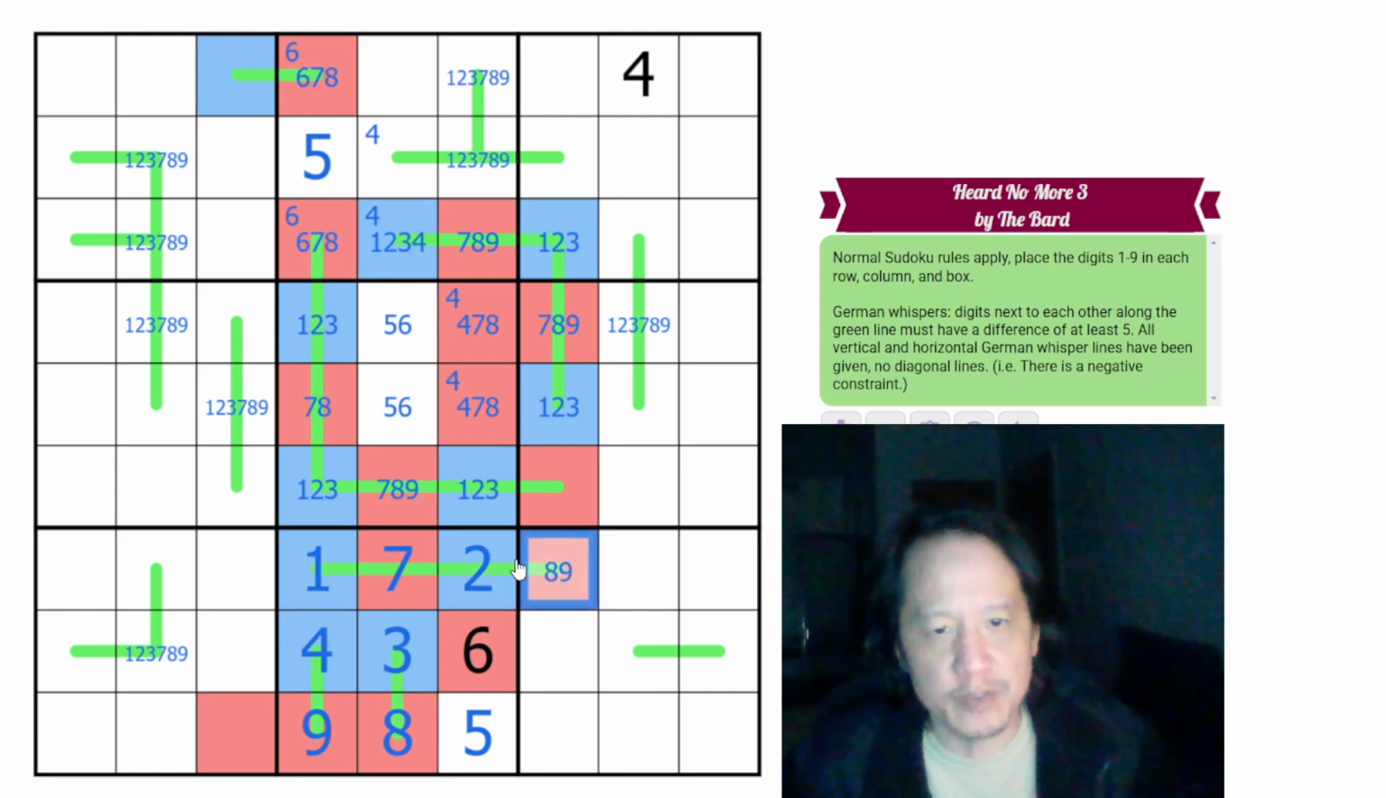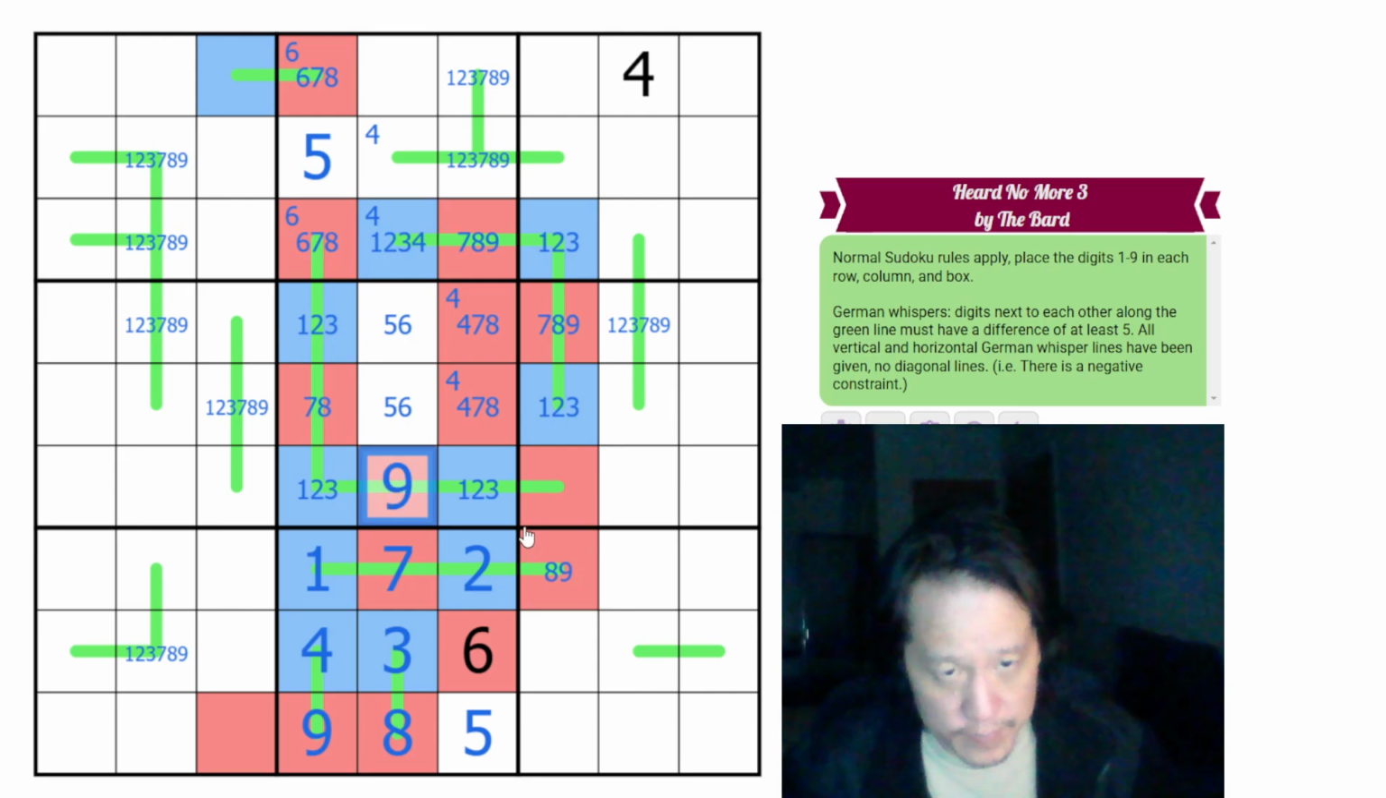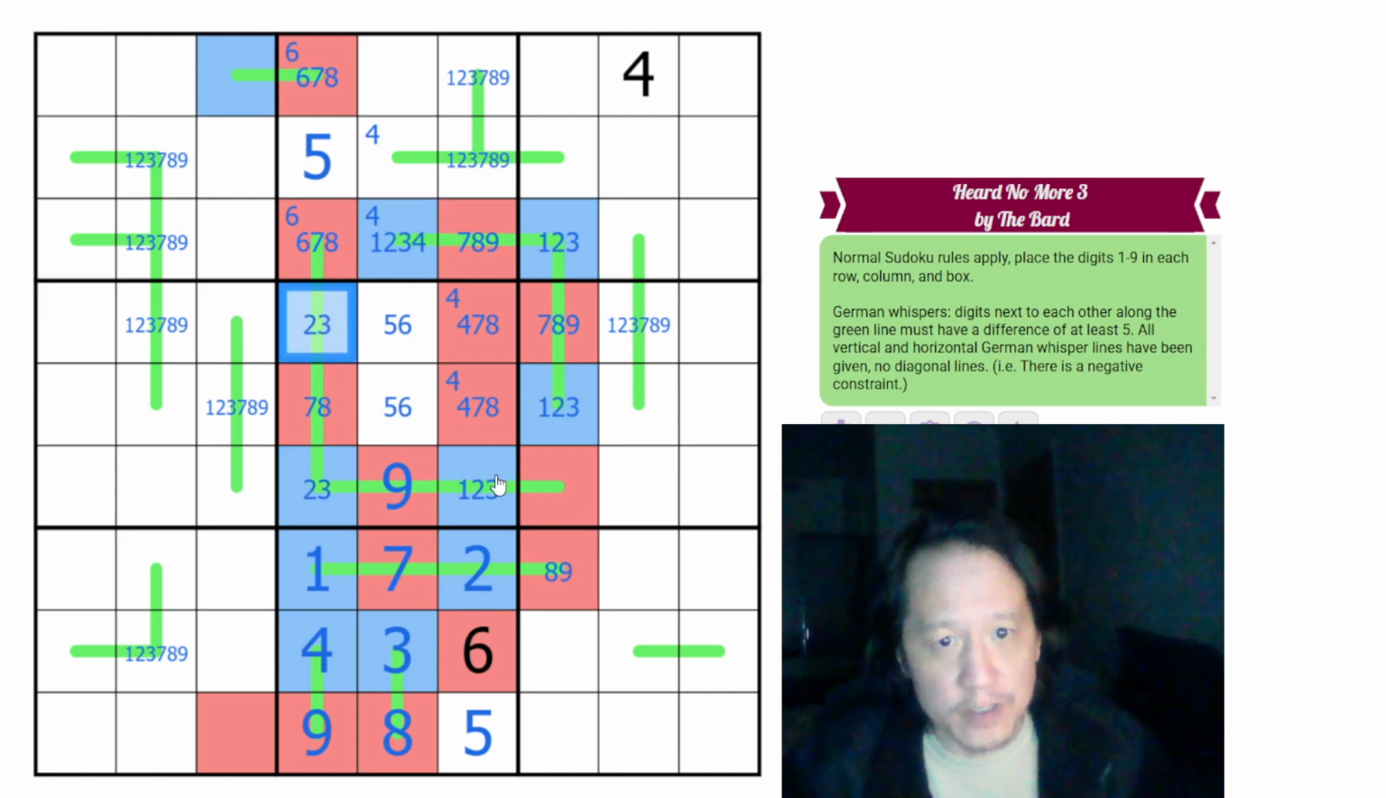So this can no longer be 7. This can't be 7 or 8. This must be a 9. This can't be 1, and this can't be 1. Therefore, this is a 1.